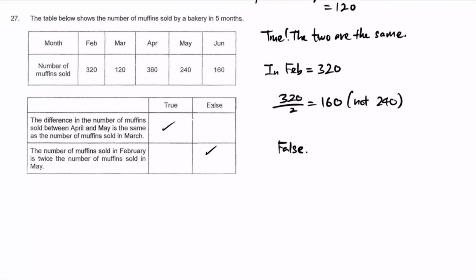So we're going to compare and calculate. Next up, the number of muffins sold in Feb is twice that sold in May. Okay, so what was sold in February? That's 320. So I'm going to divide that by 2 because February would be 2 units, May would be 1 unit. So if this is 2 units, what's 1 unit then? Divide by 2, 160. So let's look at May. Was May 160? Nope. It was 240. So that statement is not half of February, so that is false.